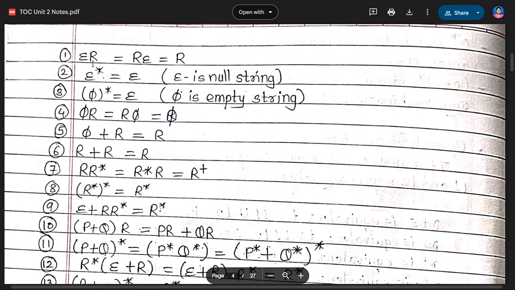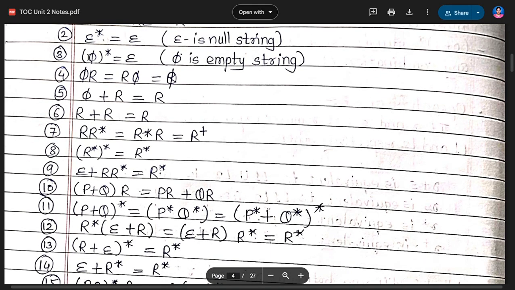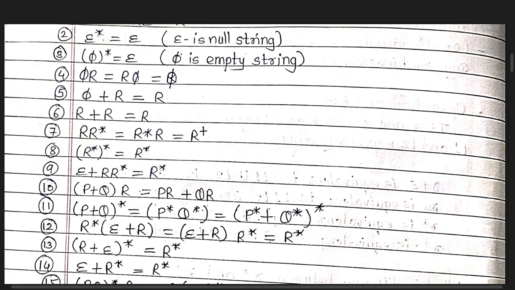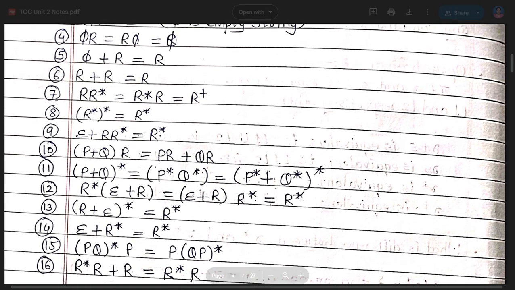The first rule is epsilon r equals r epsilon, which is r. Epsilon star equals epsilon. Epsilon is a null string. Phi star is epsilon. Phi means empty. Phi r equals r phi, and the answer is phi. These are all the 16 rules. You have to remember this.